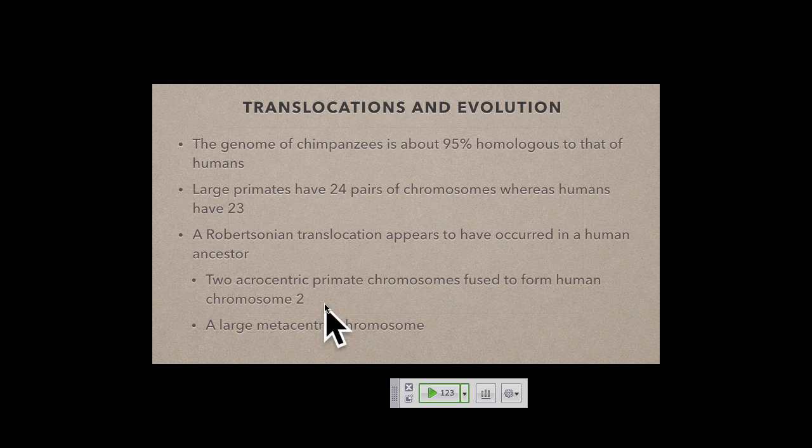Okay. All right, back to chimpanzees. Here's an example. We talked about this before: when you sequence the genome of chimpanzees and compare it to humans, they're about 95, 96% homologous. If you look at the pairs of chromosomes, humans have 23 pairs of chromosomes. Is that right? 23? But the large primates have 24. What it looks like is there's been a Robertsonian translocation, whereby two acrocentric chromosomes in primates have formed a metacentric chromosome in humans, which would be chromosome 2.